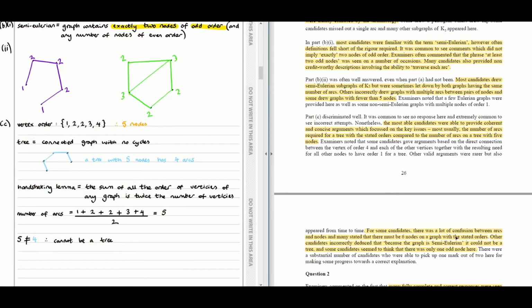For some candidates there was a lot of confusion between arcs and nodes. Some stated that there must be 6 nodes on a graph with the stated orders. Other candidates incorrectly deduced that because the graph is semi-Eulerian, it could not be a tree, and some candidates seem to think that there was only 1 node here. And then you can read on further.